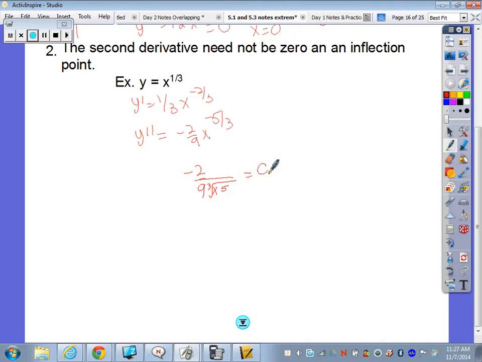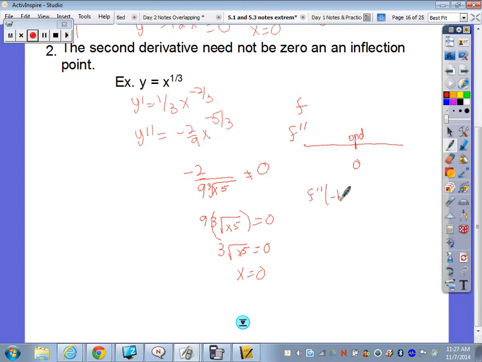If I'm going to figure out where this equals 0, it never equals 0, but the denominator does equal 0. If I solve this, I get the cube root of x to the fifth is equal to 0, and that would be x is 0. And so if I make my sign chart again, at 0, I'm going to put UND or infinity because it's undefined. Before 0, if I try f double prime of -1, the cube root of -1 to the fifth is still negative, so I get a negative over negative, so this is positive, and my original function is concave up.